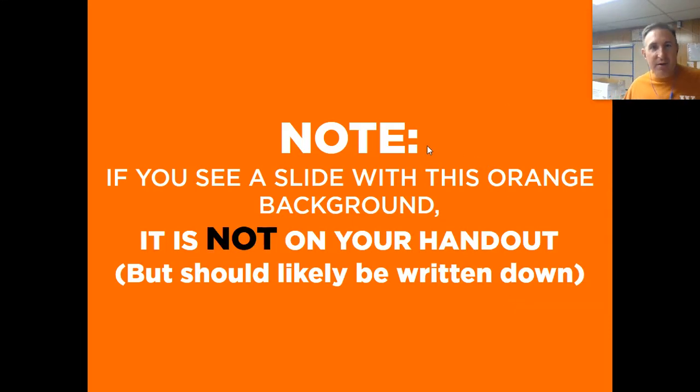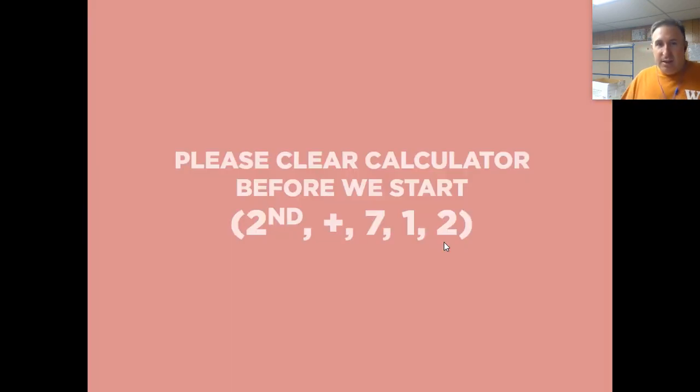And before we start, I wanted to give you a note that if you see a slide with this orange background, it's not going to be on the note sheet that we're going to ask you to fill out, but you probably should write it down anyway. So you're going to need a calculator, graphing calculator, TI 80 something would be preferred. And if you do have one of those, you should reset the memory so that you don't have any ghosts of problems past that are going to come back and bother with our settings.